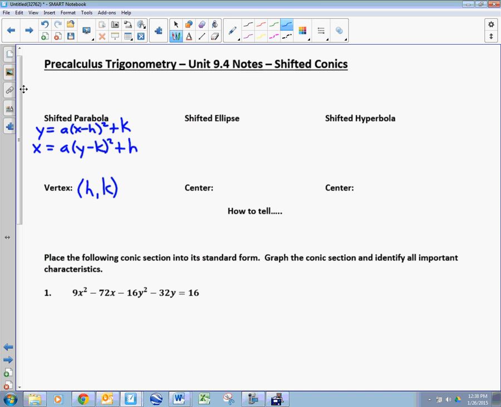Front and back. A shifted ellipse looks like this. So instead of just x squared on top and y squared on top, we have (x minus h) quantity squared and (y minus k) quantity squared. Now, what do you think the center is here? What's the horizontal shift? H. What's the vertical shift? K. Very good.